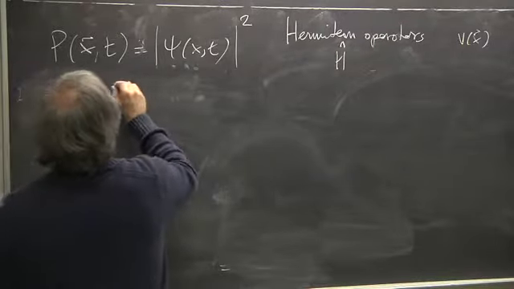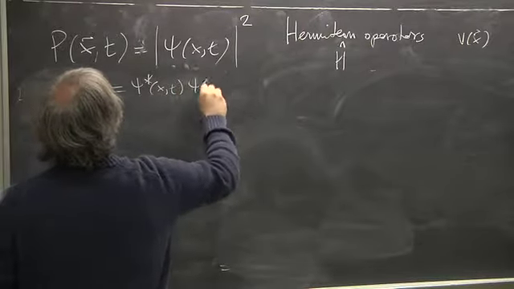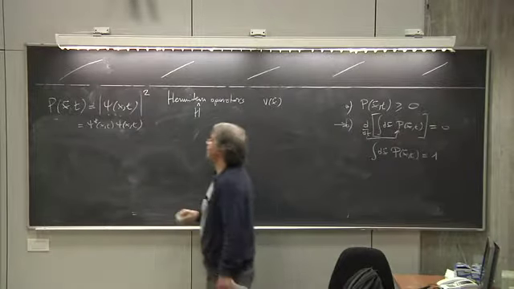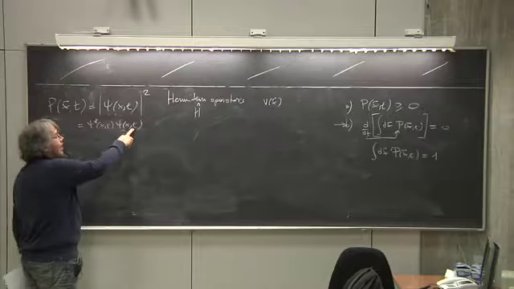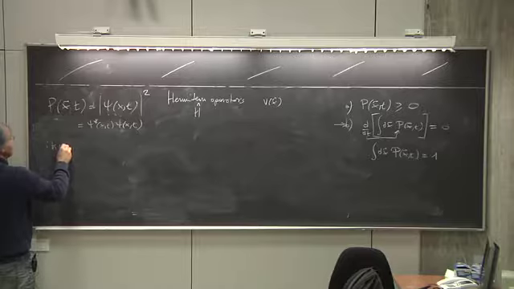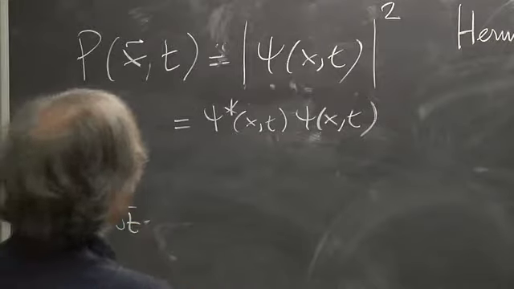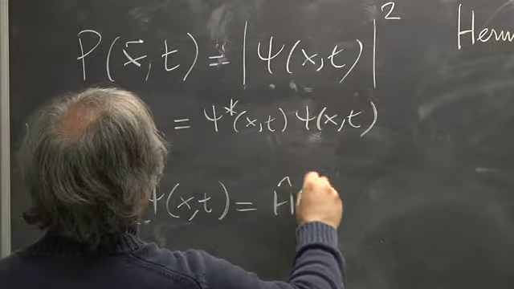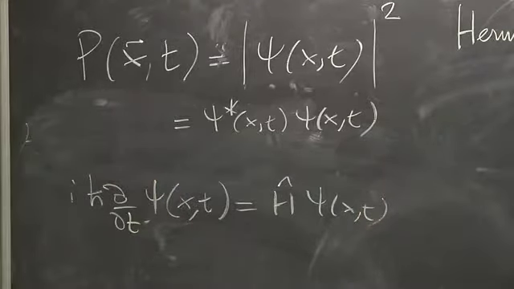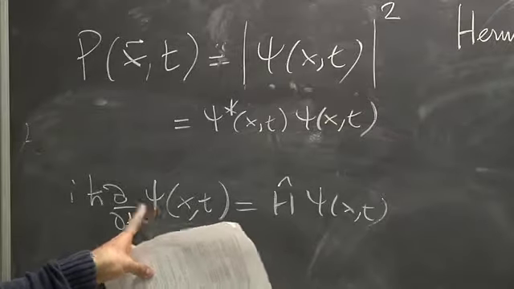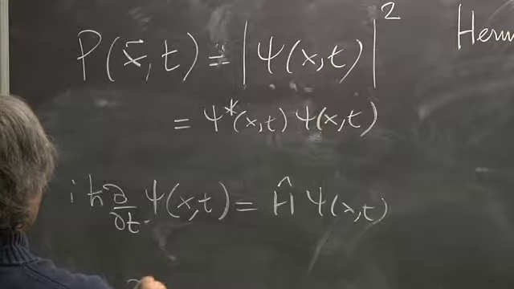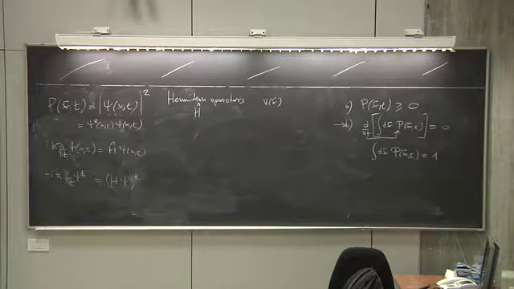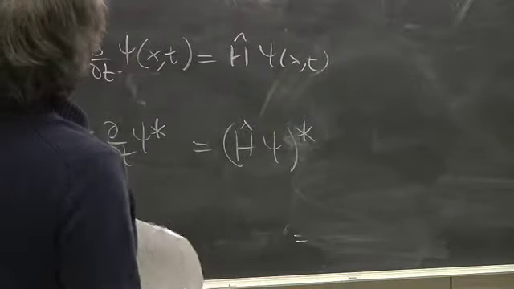I have P equal to psi star times psi, because it's the modulus square. So when I take the derivative of P, I will have to take the derivative of this term and of that term. Now, I certainly know that i h bar, the partial derivative of psi with respect to t, is equal to H psi. Well, but then you also know what happens to psi star. Just take the star of this thing, and I have that minus i h bar, the derivative with respect to t of psi star, is equal to H psi star. Simple, right?